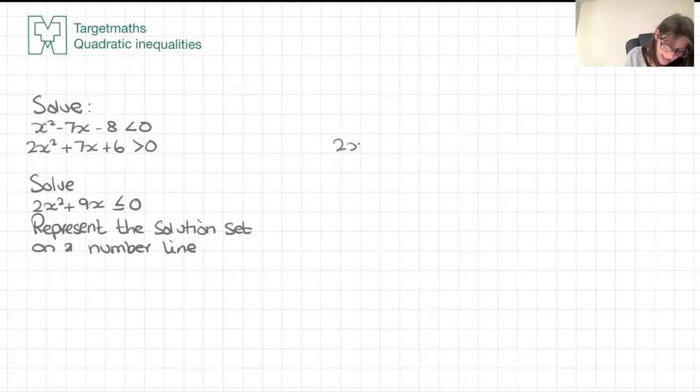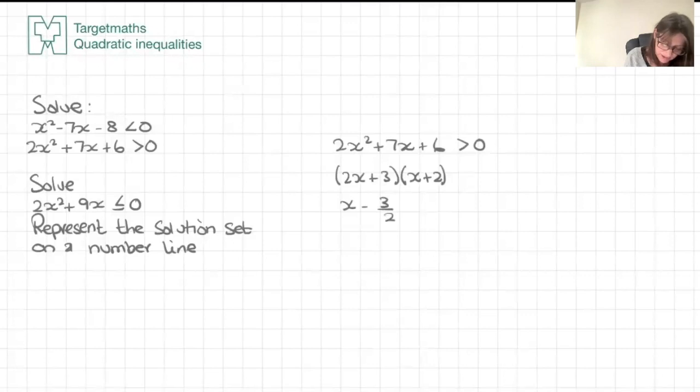So we've got 2x squared plus 7x plus 6 being greater than 0. We're going to factorize in the normal way and go on to give us the solutions x equals -3/2. Let's get that a bit clearer. And x equals -2. Now, those two numbers are quite close.